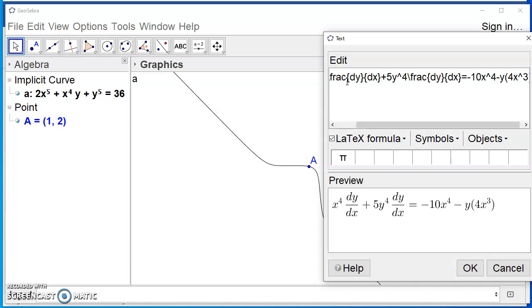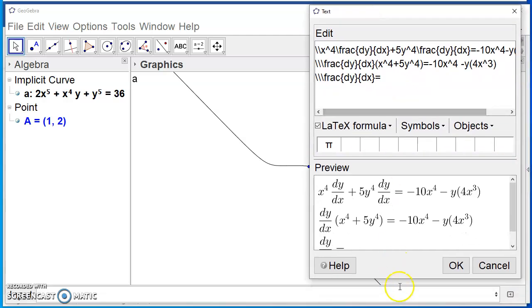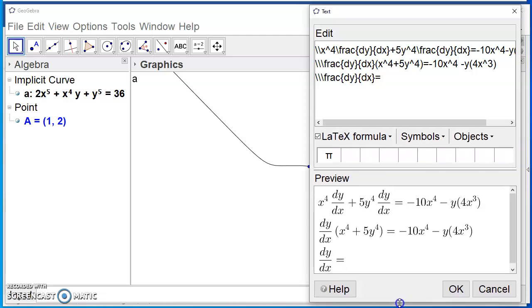Okay. Then what we want to do is we want to factor the dy/dx as though it was a number, right? And we get x^4 + 5y^4. And this is equal to negative 10x^4 minus y times 4x^3. Okay, and then we can isolate dy/dx, right? So dy/dx equals, and all I'm going to do here is send this thing over to the other side. Okay, just move this down a bit so we can see a bit better. Actually, I'm going to pause this here and I'll pick this up on the next clip.